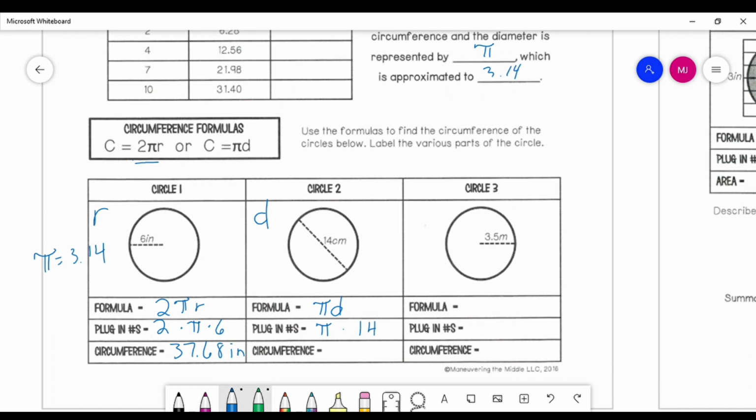Calculate. And write it down. So you did 3.14 times 14. Just raise your hand at me when you got it, so I know. Good, thanks.